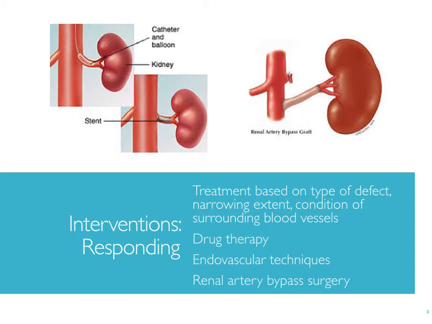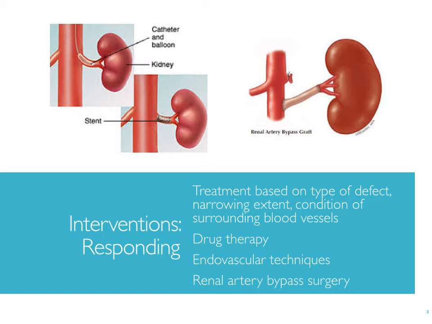As far as interventions go, the treatment is based on the type of defect that's causing the narrowing, how bad the narrowing is, and the condition of the surrounding blood vessels. Some of the drugs that they may use include drugs for high blood pressure like ACE inhibitors and ARBs. They may do endovascular techniques, things like stents or balloon angioplasty of the renal vessels.